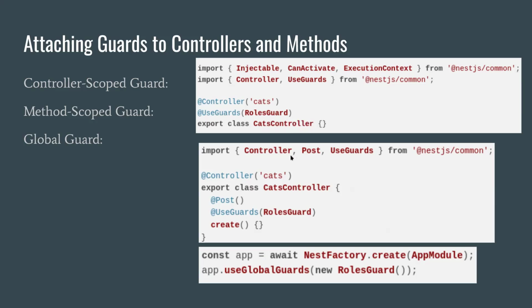If we want to apply a guard to a specific method only, we can do so like this. You can see UseGuards is located right above create. Lastly, in order to set up a global guard, you can use the following code. We are using useGlobalGuards of the Nest application instance. By doing this, the roles guard will be applied to every controller and route handler in the application.